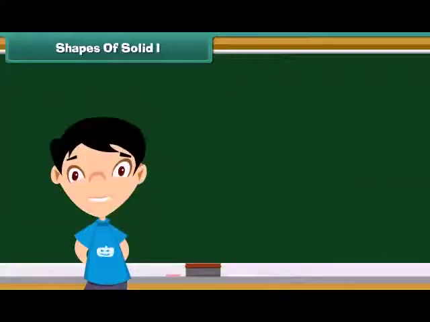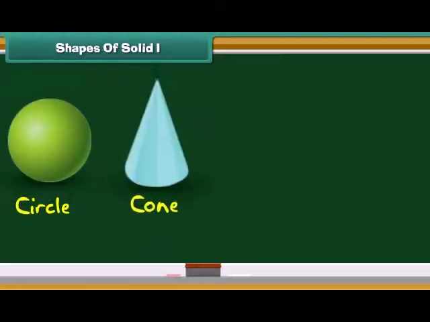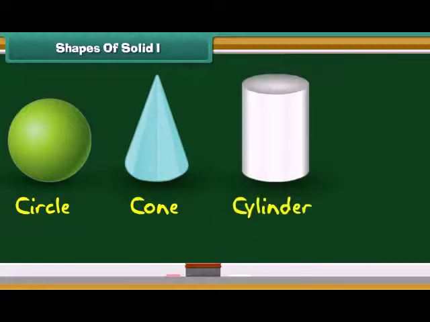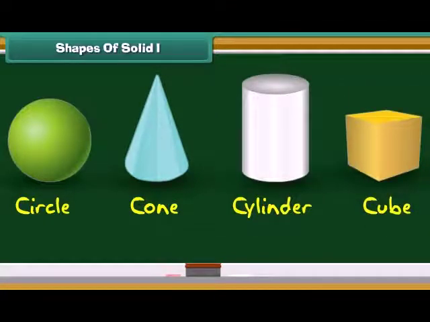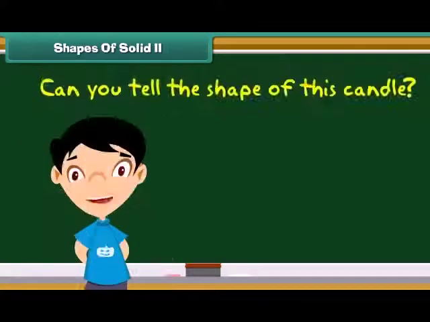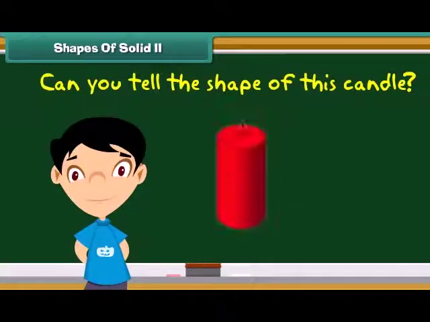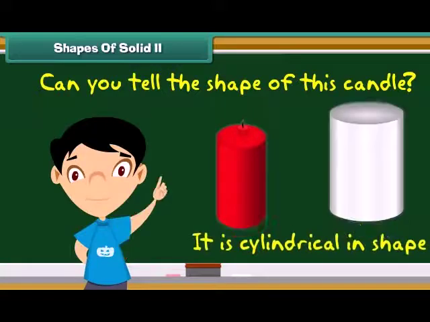Solids are of different shapes. We will now learn the names of the solids of different shapes. The shapes and their names are displayed on screen. Sphere, cone, cylinder, and cube. Can you tell the shape of this candle? Yes, you are right. It is cylindrical in shape.